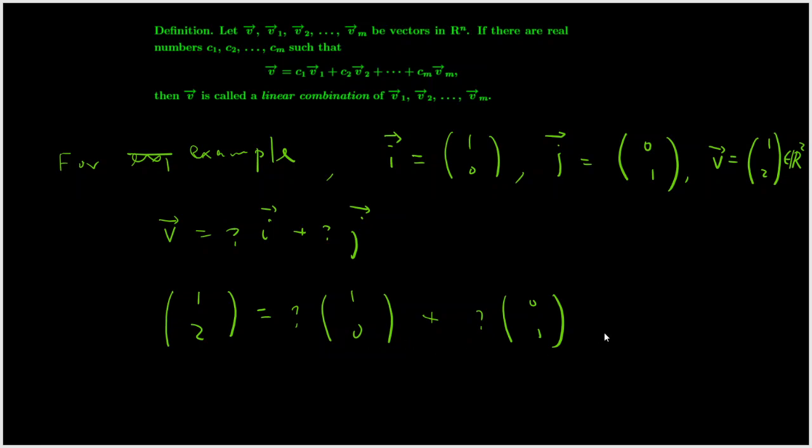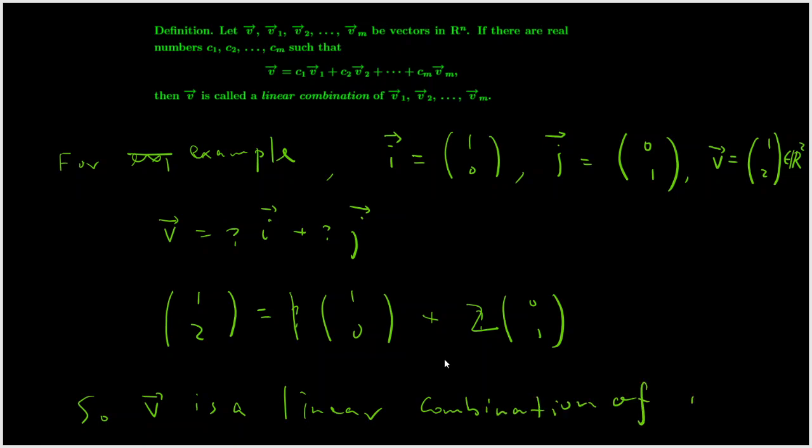I think you guys just told me this number is 1, so this number is 2, right? One of the two numbers is 1. I'm trying to say this number is 1, so this number is 2. As long as we can find the two numbers satisfying the equation, then the given vector V is indeed a linear combination of I and J.